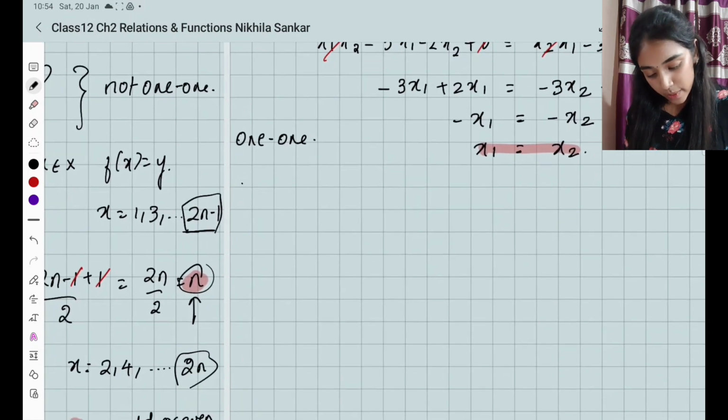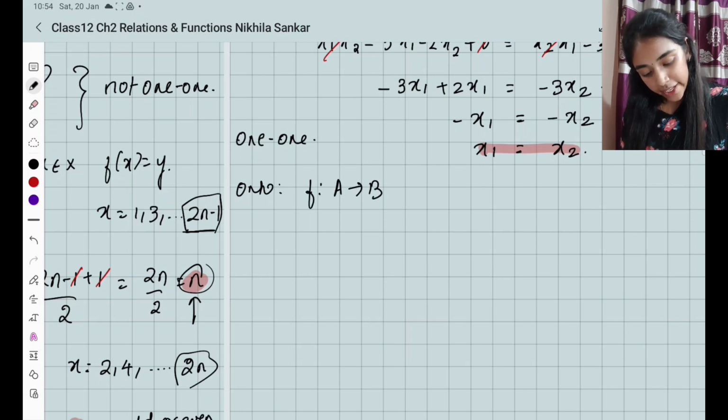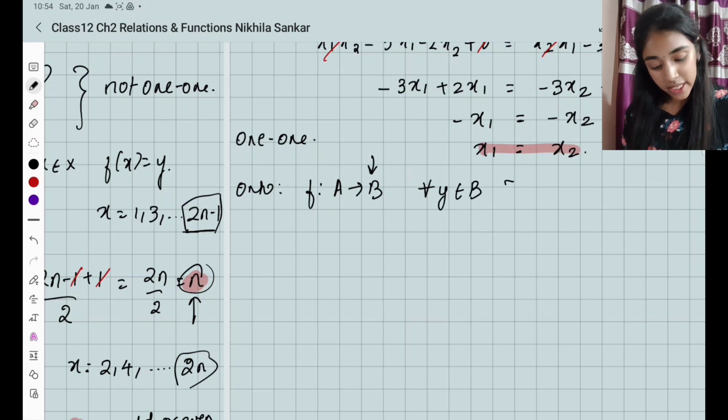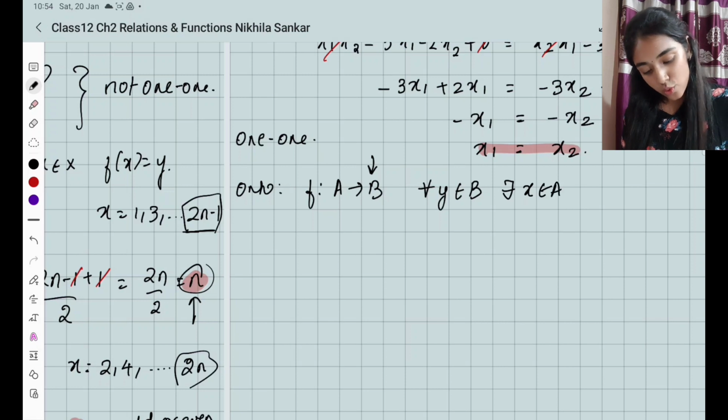Now shall we check onto? How do you check an onto function? Here the function goes from A to B. So, for every y belongs to B, what is our domain here? It is going to be B. There exists x belongs to A, in the A, for which f of x equals y.